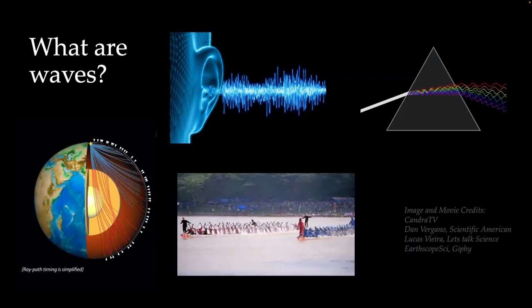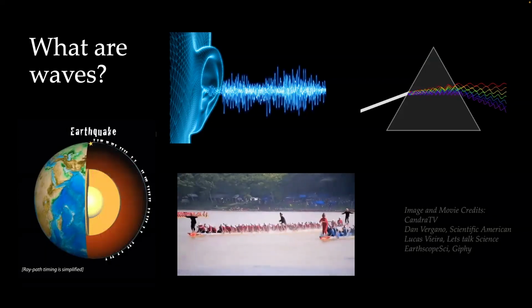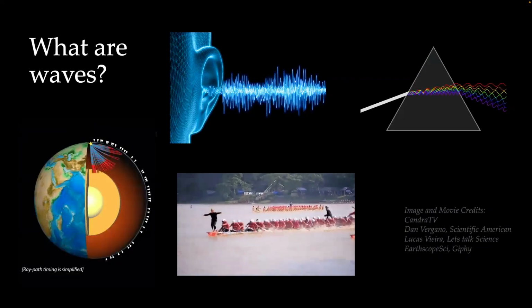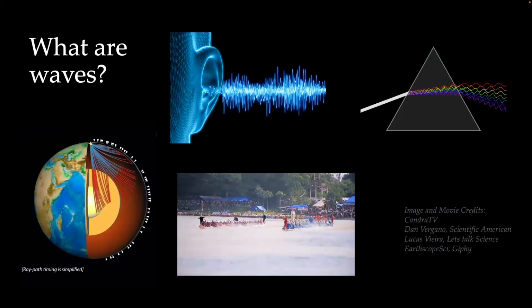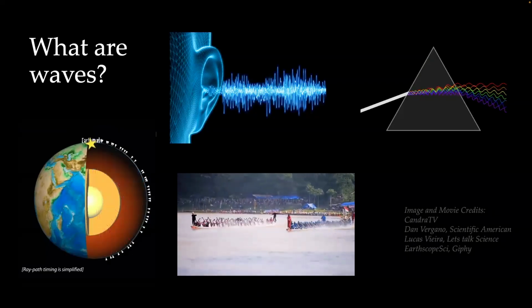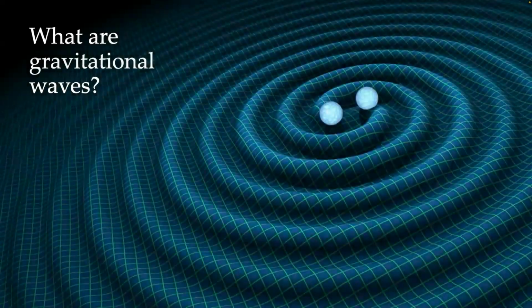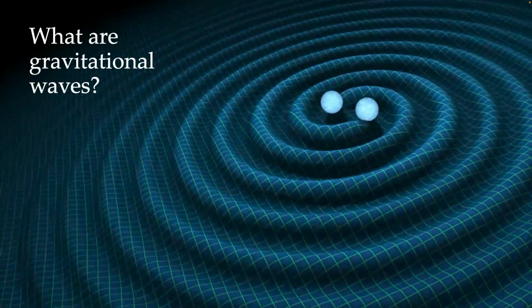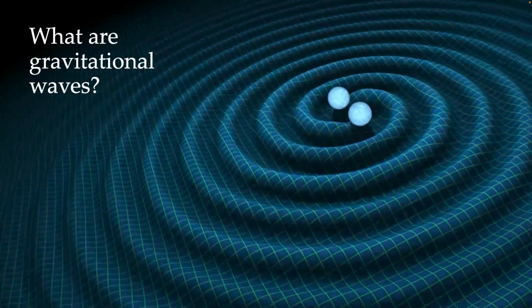So I think the point that I want you to take away from this slide is that there are many different types of waves, and gravitational waves are just another type of wave. Similar to the water wave over here, gravitational waves are just changing the ripples and fabric of space-time. So when you ask what actually is a gravitational wave, it really is just a small change in the fabric of space-time itself.